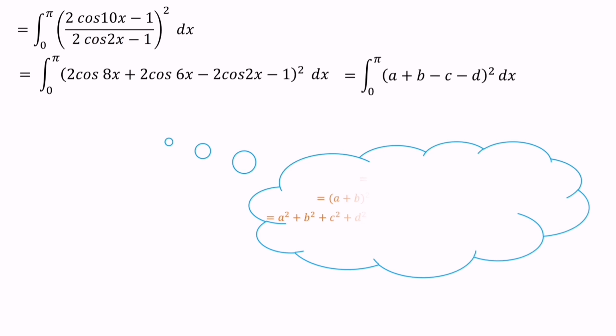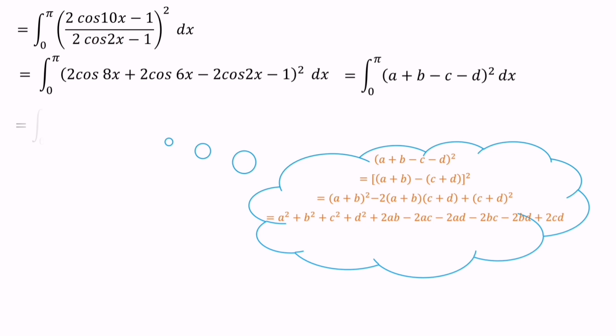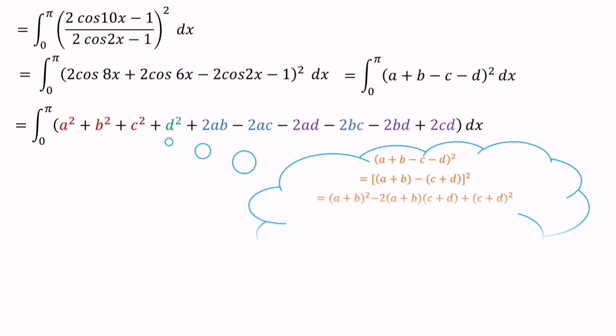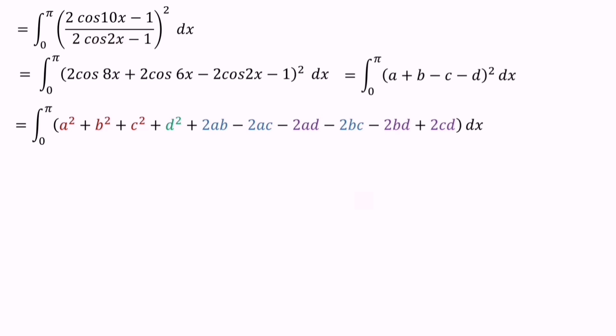(A plus B minus C minus D) squared we can write as A squared plus B squared plus C squared plus D squared plus 2AB minus 2AC minus 2AD minus 2BC minus 2BD plus 2CD. Now we need to find the integral value of each term. However, this process is complex and time consuming. The most suitable approach is to find the integral value for the general term and then substitute this value for the terms in the expression.